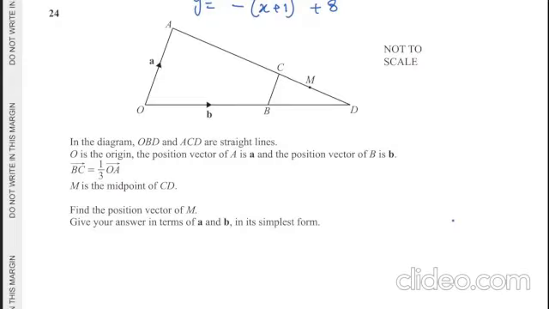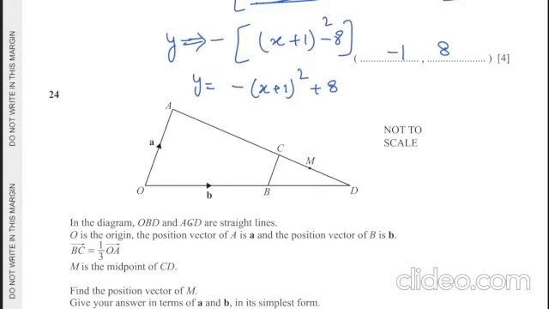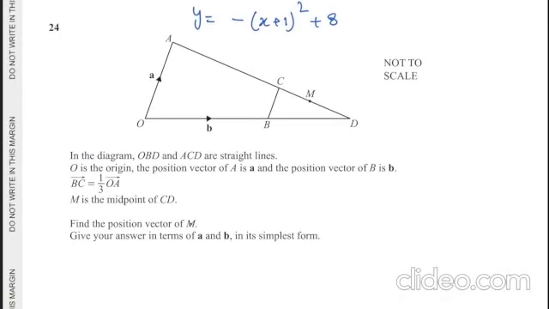In the diagram, OBD and ACD are straight lines. O is the origin. The position vector of A is vector A and vector B is B. BC is 1 by third of OA. Okay. M is the midpoint of CD. Find the position vector of M. So OM we have to find. Give your answer in terms of A and B. So we have to find OM in this.